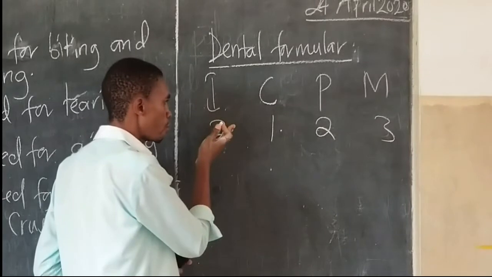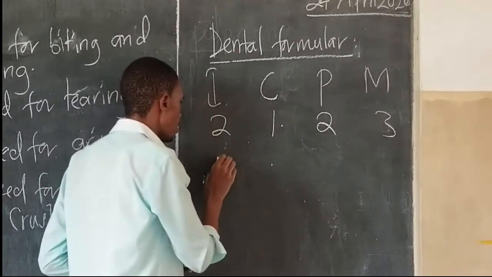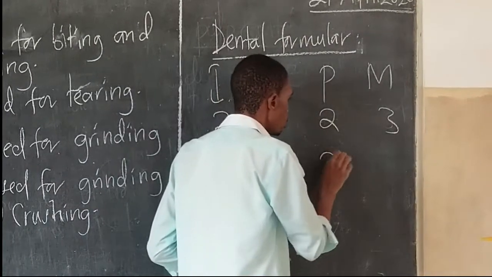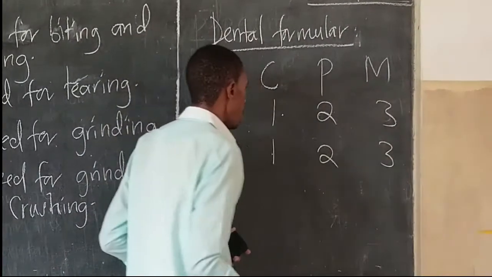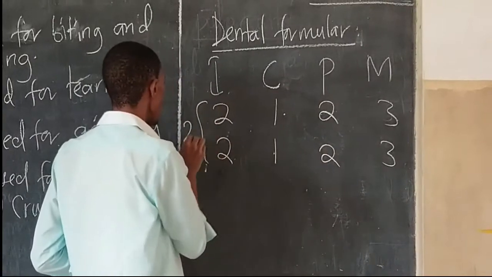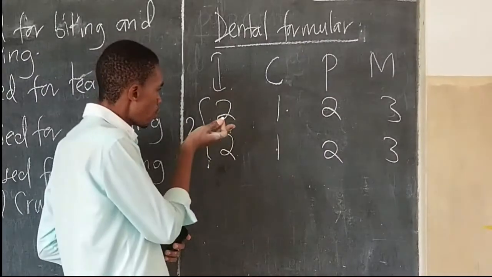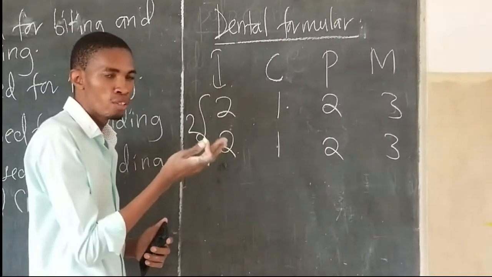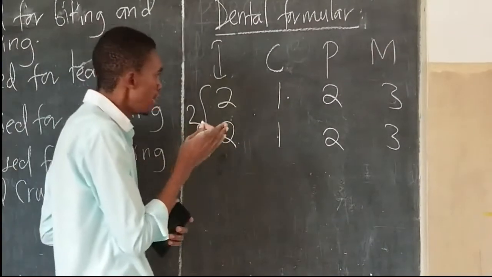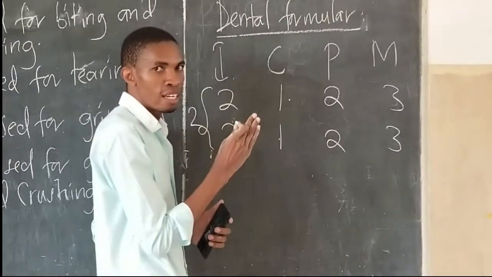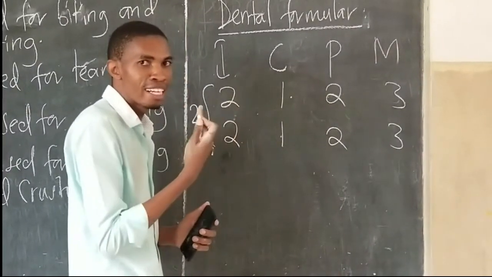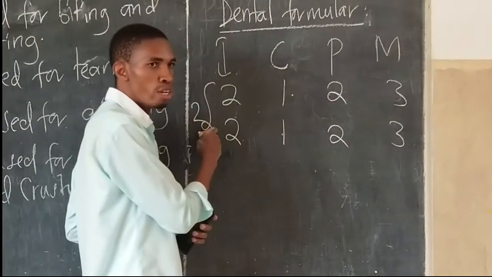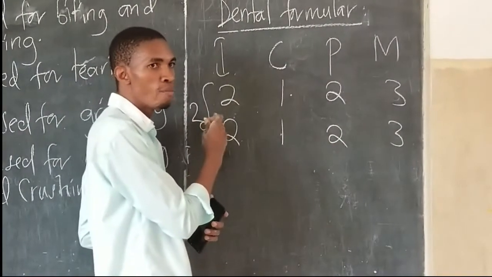Then downward, this one for the upper jaw, and downward for the lower jaw, we have 2, 1, 2, 3. But we multiply by 2, the teeth of the upper jaw and the teeth of the lower jaw. Why do we multiply by 2? These teeth are found on both sides of the mouth, the left side and the right side. That's why we multiply by 2 in order to get the correct number of teeth of the human being.